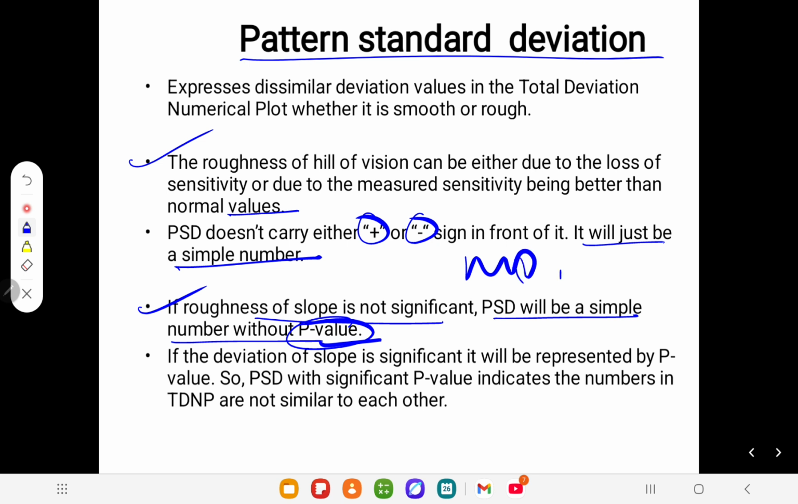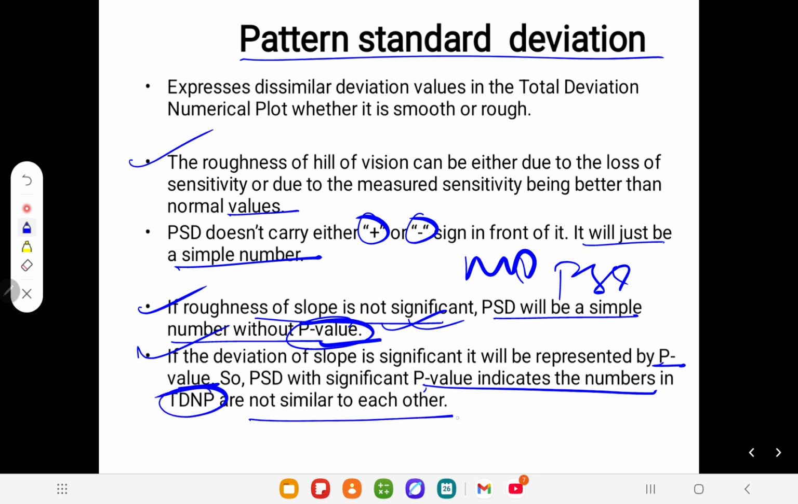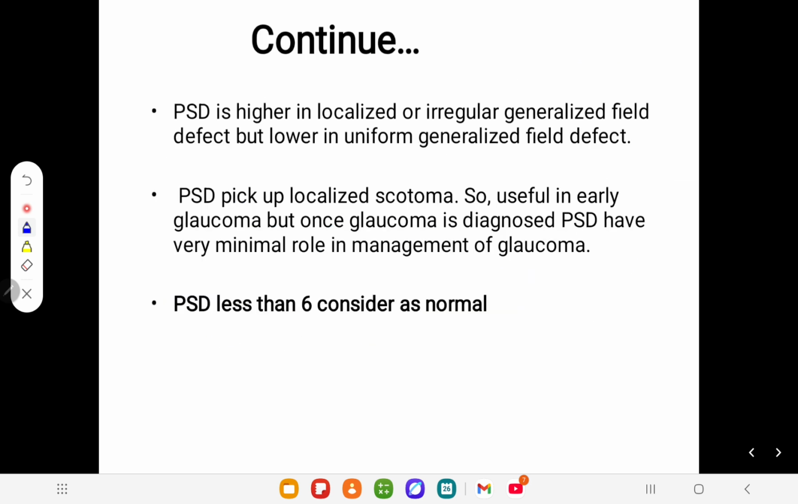If MD or PSD comes without a p-value, just don't think about it. You move ahead. It means it's normal. If the deviation of slope is significant, it will be represented by a p-value. So the pattern standard deviation with a significant p-value indicates the numbers of the total deviation numeric plot are not similar to each other. It means the total deviation numeric plot is like a roller coaster. I have told you about that.